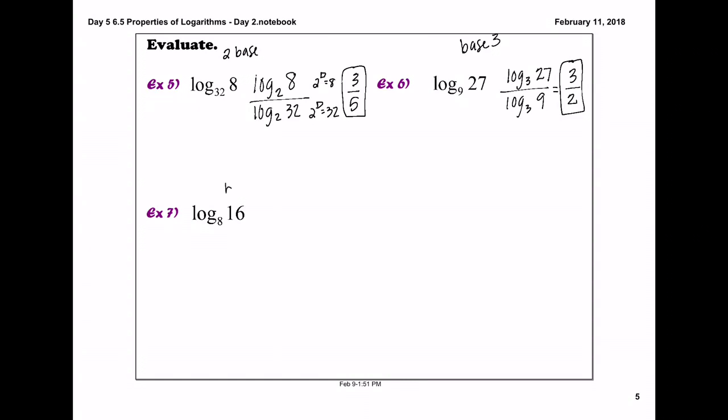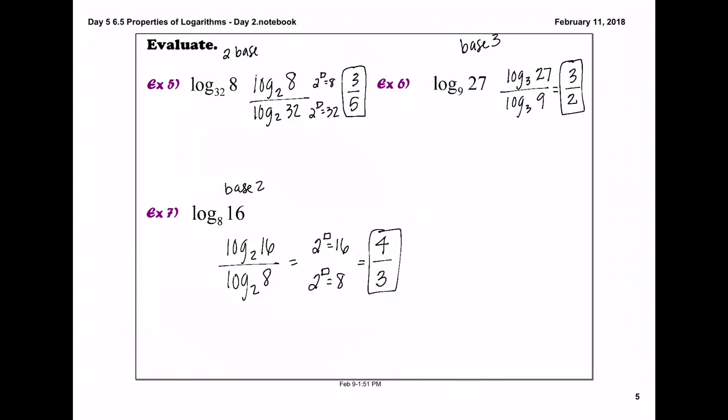For 8 and 16, a base of 2 would work nicely. Rewrite log with a base 2 of 16 over log with a base 2 of 8. Again, you're asking yourself 2 to what power is equal to 16? And I know that that's 4. 2 to what power is equal to 8? And I know that that's 3. And I just simplified this log to 4/3. You now can complete your worksheet.